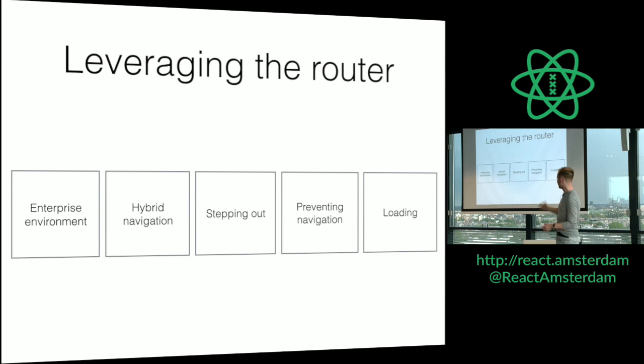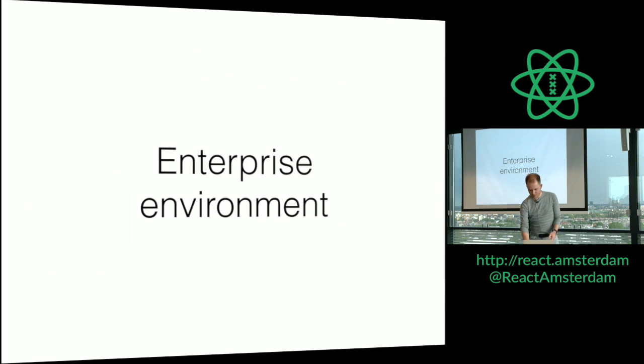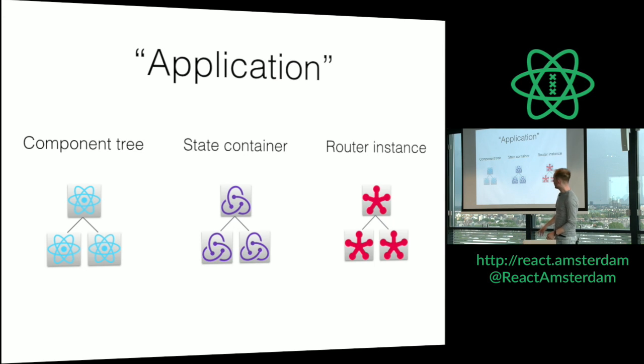So I talked about the five problems. Let's leverage the router to solve them. So, enterprise environment. How do we make being enterprise easier by using a router? So what is an application? At the moment I see an application as your component tree, which might be React or not, a state container, which might be Redux or not, and a router instance, which might be Router 5 or another router. What is nice is that I see this consistency here, that they're all trees. You have component trees, you have reducer trees, and you have a route tree, with child routes and so on.